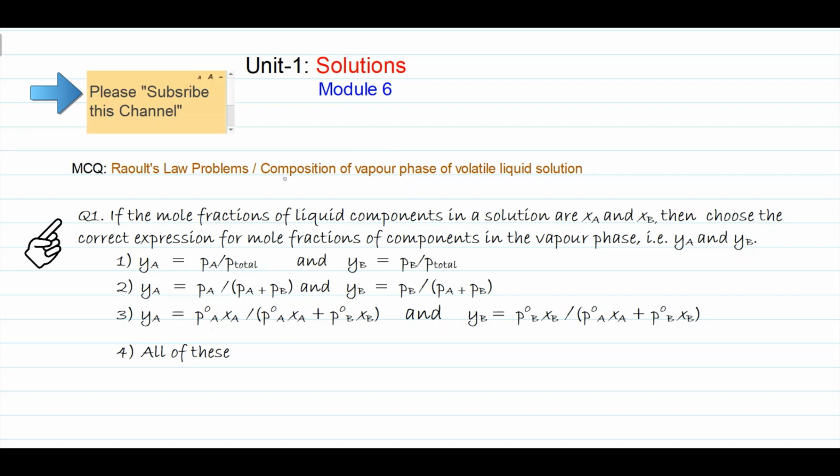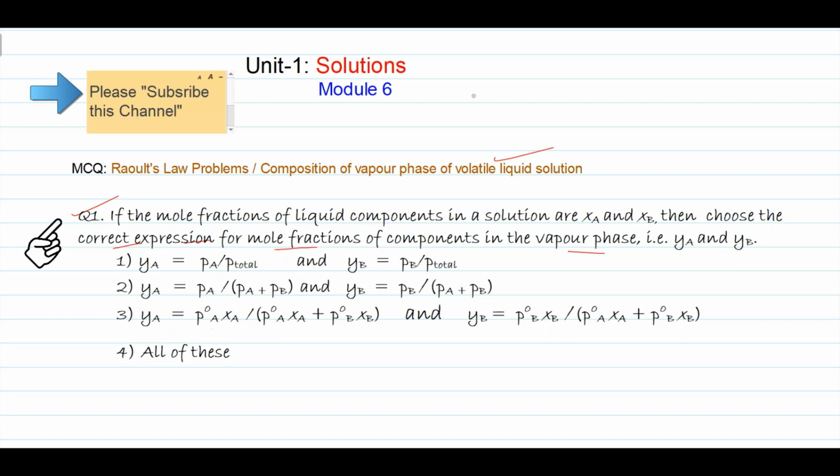Here I am dealing with composition of vapor phase of volatile liquid solution. Question 1. If the mole fractions of liquid components in a solution are chi A and chi B, then choose the correct expression for mole fractions of components in the vapor phase Ya and Yb. In the question they are asking to write correct expressions for mole fractions of components in the vapor phase.